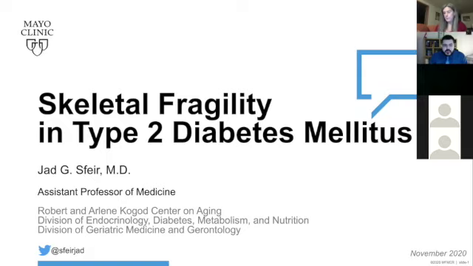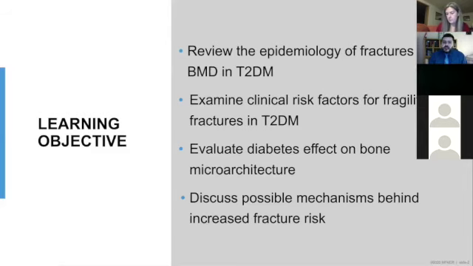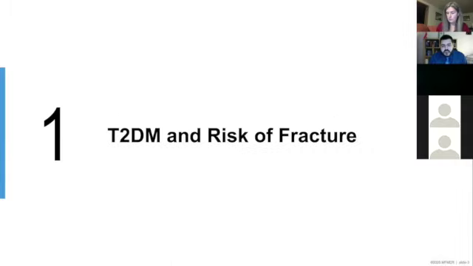So my goal today is to review the epidemiology of fractures and bone density in type 2 diabetes and look at the clinical risk factors that are specific for this population of patients. We'll evaluate diabetes effect on bone microarchitecture and briefly touch on what are the possible mechanisms behind the increased risk of fracture in type 2 diabetes. So let's start with type 2 diabetes and the risk of fracture.